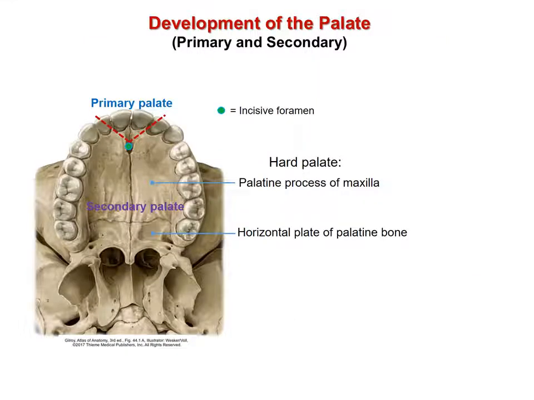Recall from your gross anatomy that the definitive hard palate consisted of 2 bones. The palatine processes of the maxillae, which contain the alveoli or sockets for the upper teeth, and the horizontal plates of the palatine bones. Developmentally, the hard palate is formed from fusion of the primary palate with the secondary palate. The primary palate, delimited by the red dashed lines in this illustration, is a triangular portion of bone that contains the 4 upper incisor teeth and ends at the incisive foramen indicated by the green dot. The remainder of the bony palate is derived from the secondary palate.